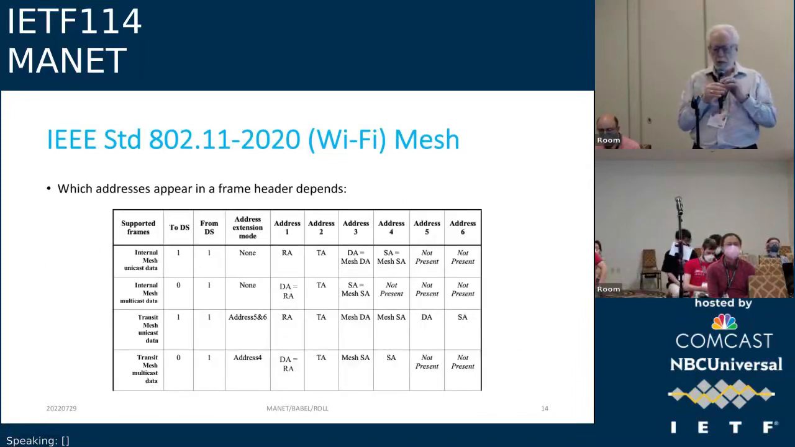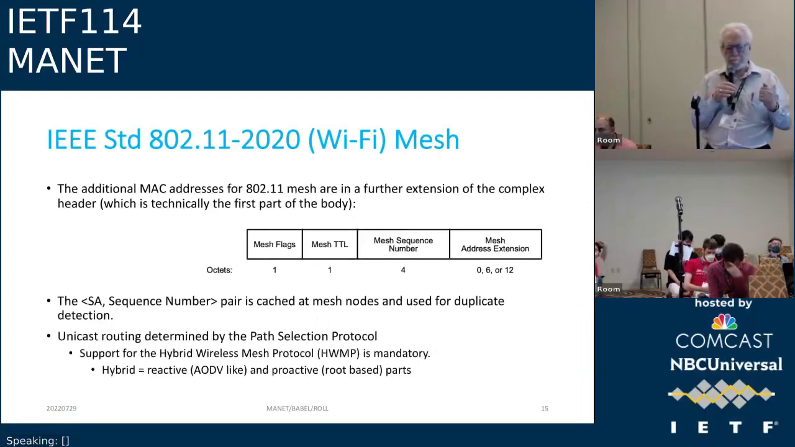So this is just a table of all these addresses, whether they exist or don't exist for unicast and multicast, for frames that are transmitted internal to the mesh, as opposed to frames that start outside, transit, and leave the mesh. Next slide.